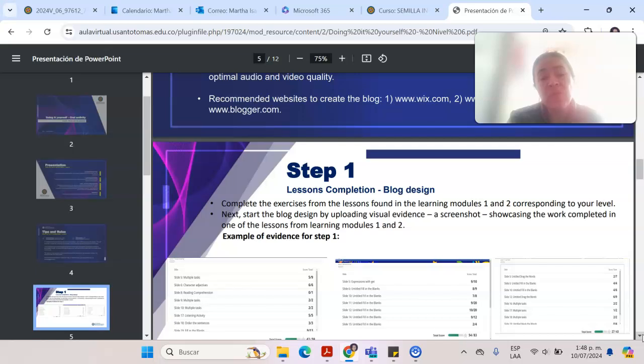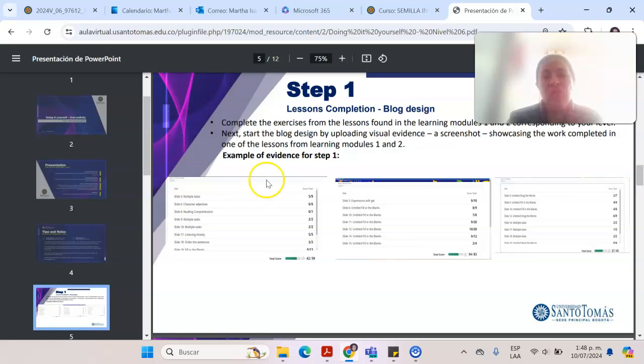Okay, let's begin with step number 1. Similar to the previous semester, you need to complete step number 1 with some screenshots. So we have to complete module number 1 and module number 2, and we need to take a screenshot from those lessons that you have in module number 1 and module number 2. A recommendation for you is that you are going to have at least one screenshot per lesson. Okay, so it means that you're going to have at least 6 screenshots.